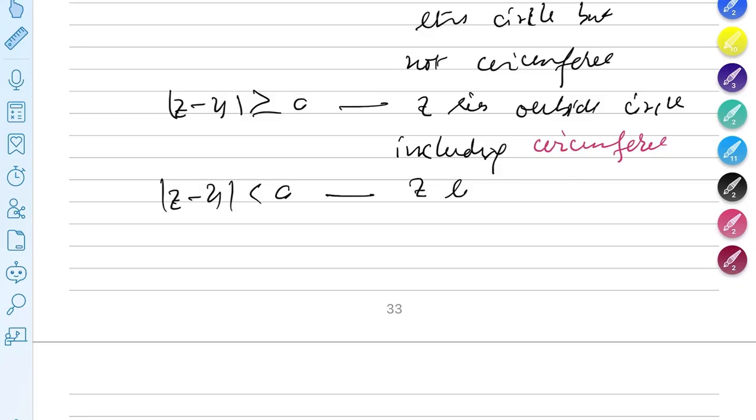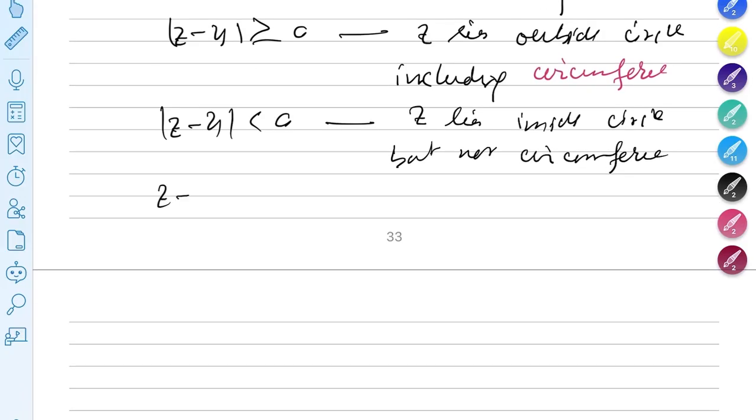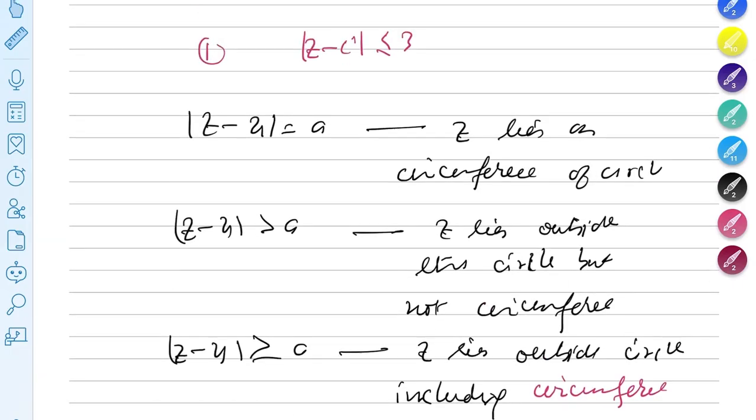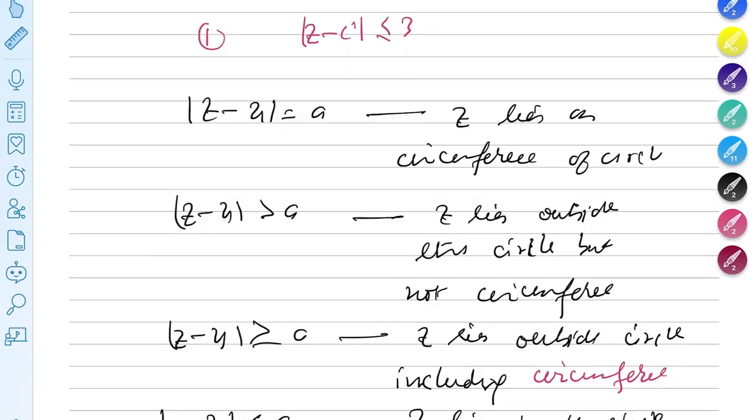So z lies inside the circle, but not the circumference of the circle. Whereas if I say |z - z1| ≤ a, now z lies inside the circle, including the circumference of the circle. Okay, so if I give you an example, we start with this example.